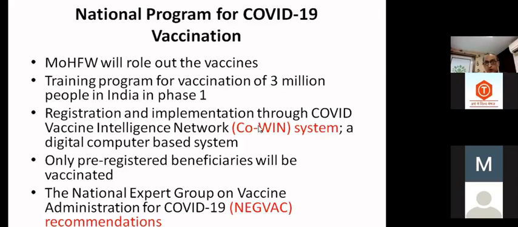They are registered in a system called CoWIN. This is the platform, the computer-based vaccine intelligence network for the coronavirus. So the data is there, and the tracking of the vaccines through to their delivery will be done through this CoWIN system, and only pre-registered beneficiaries will be vaccinated. As I said, the recommendations for the vaccine have been given by the National Expert Group on Vaccine Administration, the NEGVAC, as we call it for short.